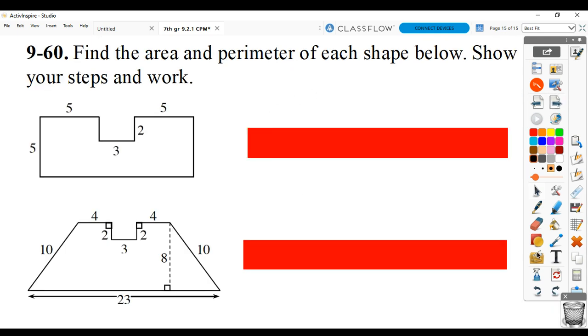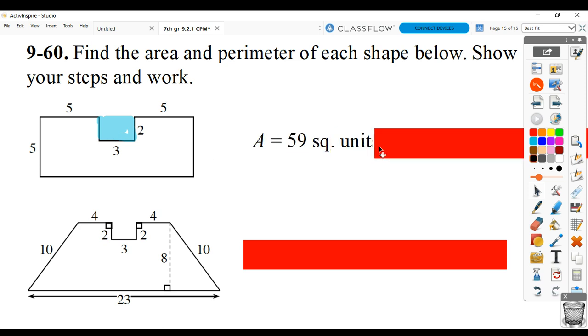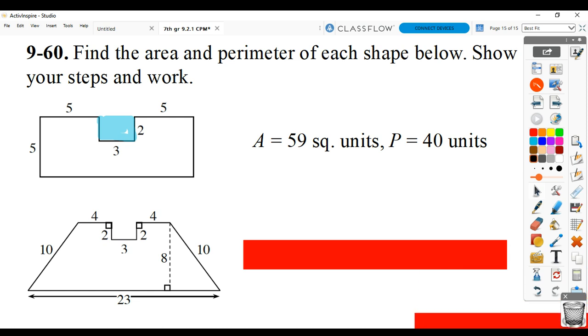Here for 960, they want the area and perimeter of each shape. So for area, one way you could do it is to figure out the area of the whole thing and then subtract the area of this section right here. Or you could break it apart into rectangles, find the area of each section and add them together. Either way, you end up getting an area of 59 square units. And then for perimeter, you're adding up all the outside edges, which is 40 units.